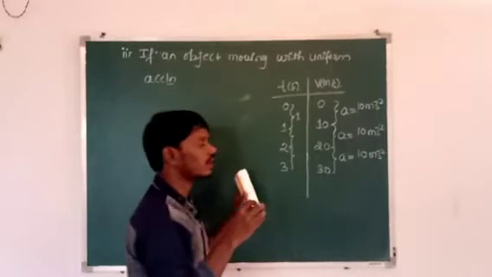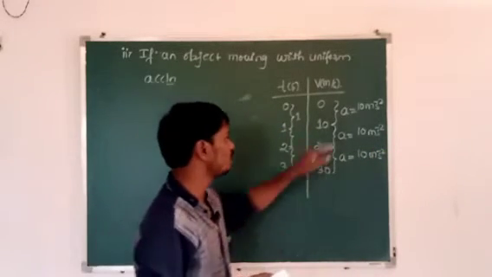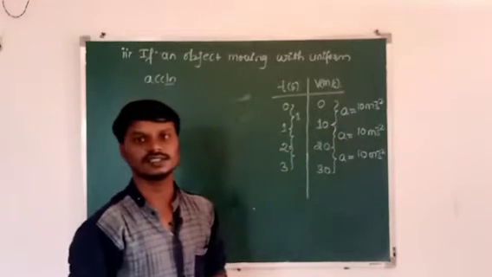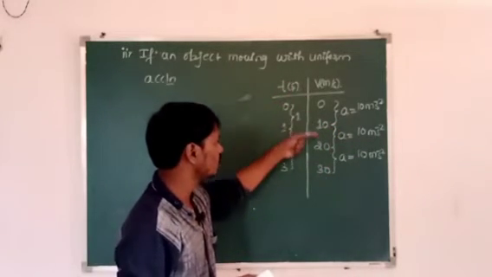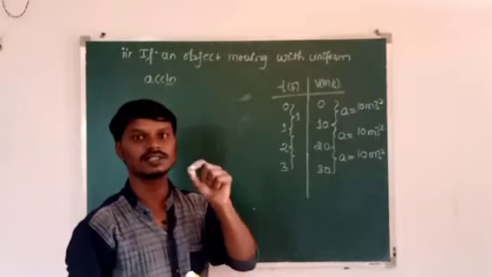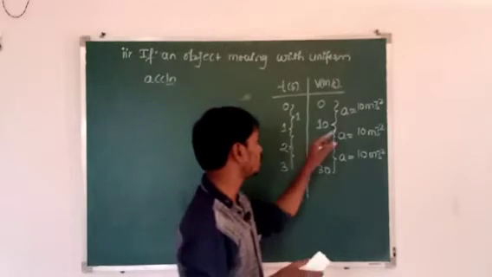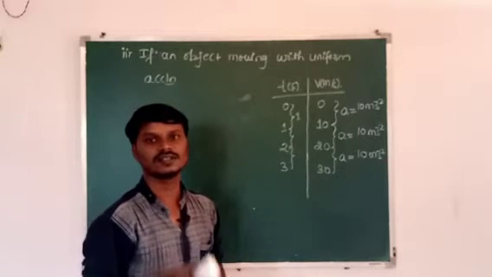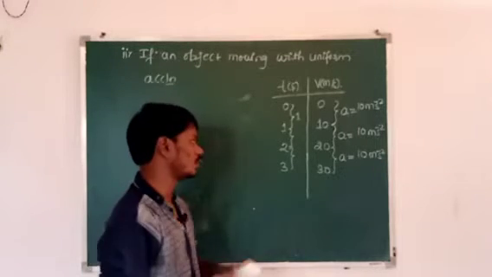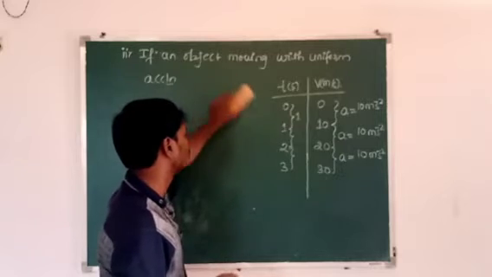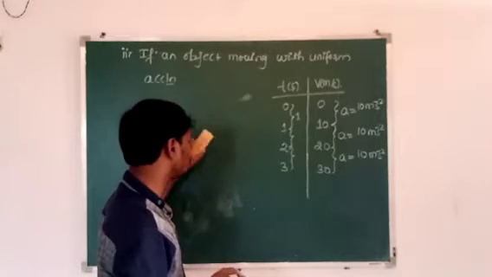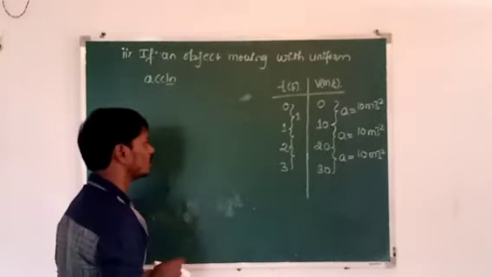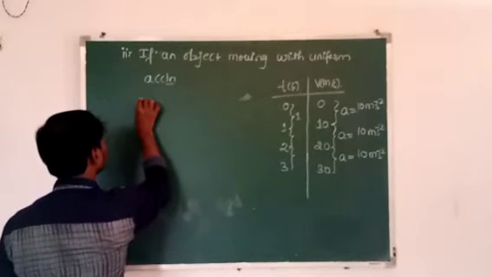Which means what it is showing, the object is moving with uniform acceleration. Okay, but here the velocity goes on increasing in equal amount. What is that equal amount? 10, 10, 10. So velocity goes on increasing in equal amount in equal intervals of time. Then what is the nature of velocity versus time graph? Let us draw the velocity versus time graph.